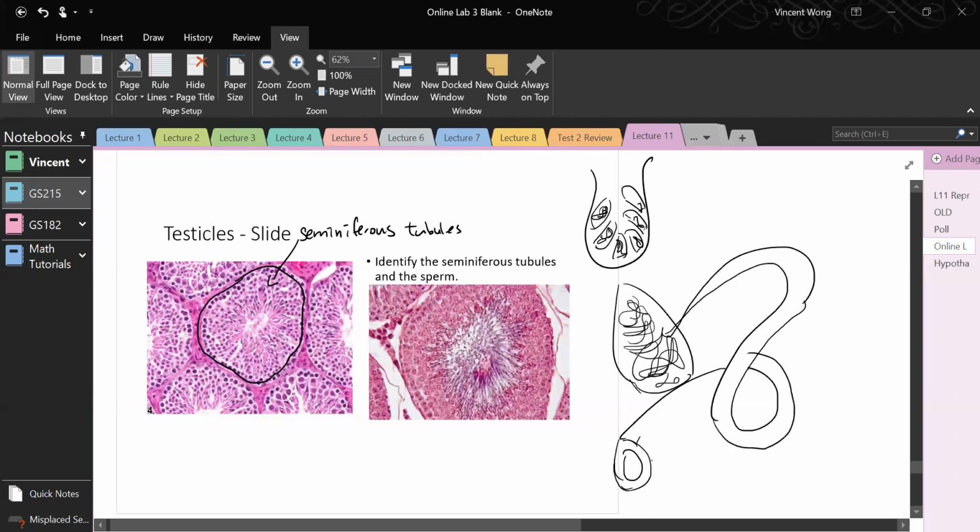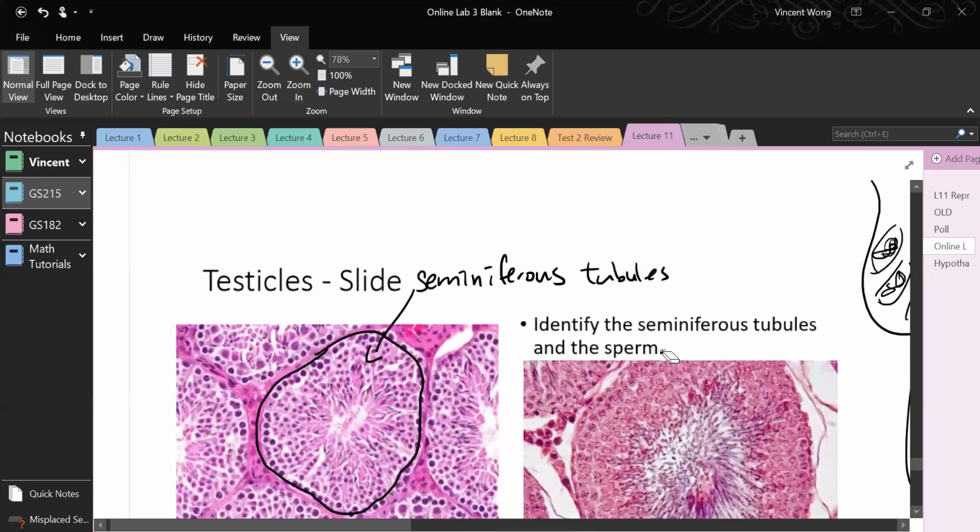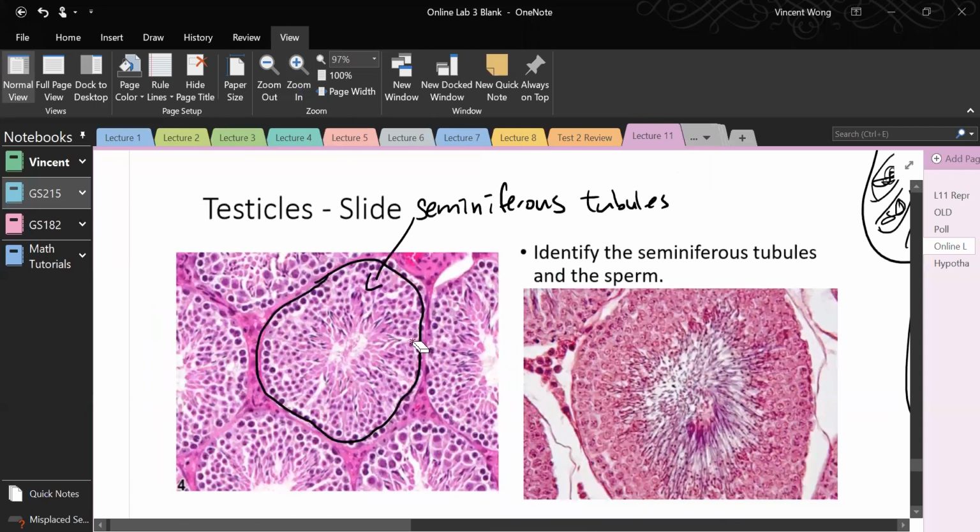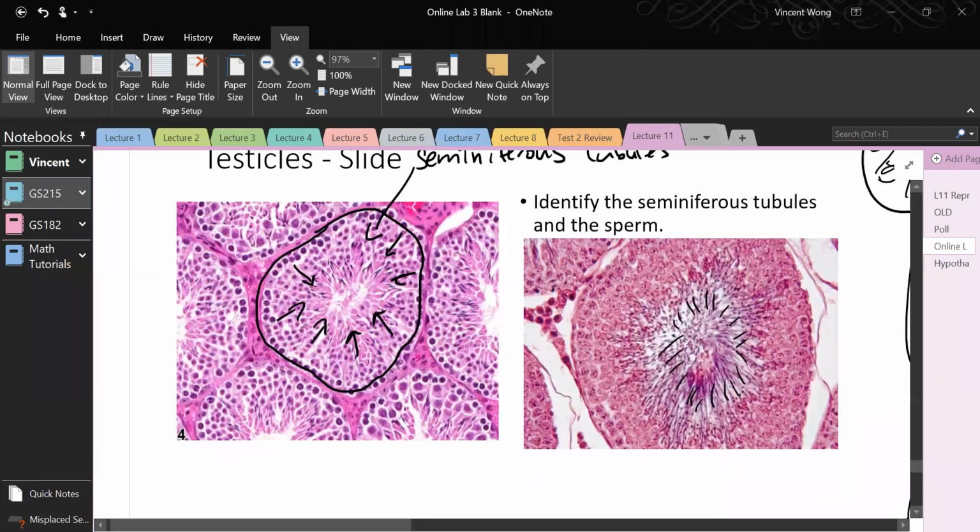We're looking at the cross section of one of these tubes. On the inside, on the edge, you would have the germ cells, and as meiosis occurs, they will progress towards the center. All these lines that you're looking at are the tails of the sperm.